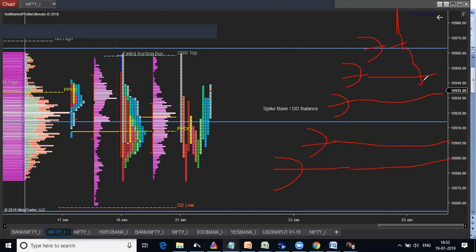Sir, PPOC and VPOC are the same, sir? So VPOC has two different meanings. Some people say VPOC is volume point of control. Some people say VPOC is a virgin point of control.